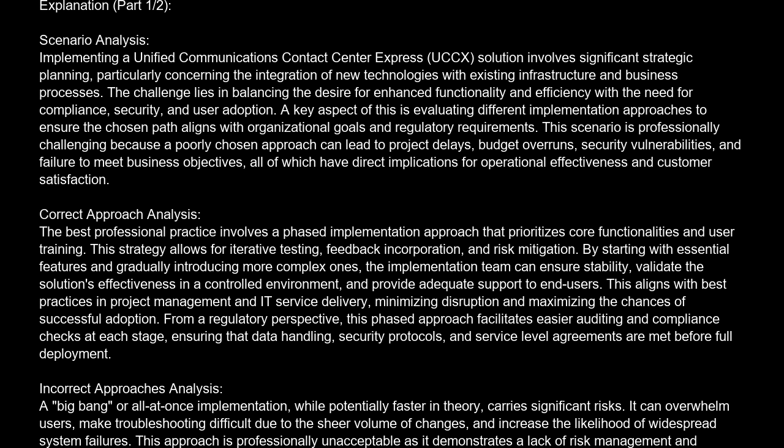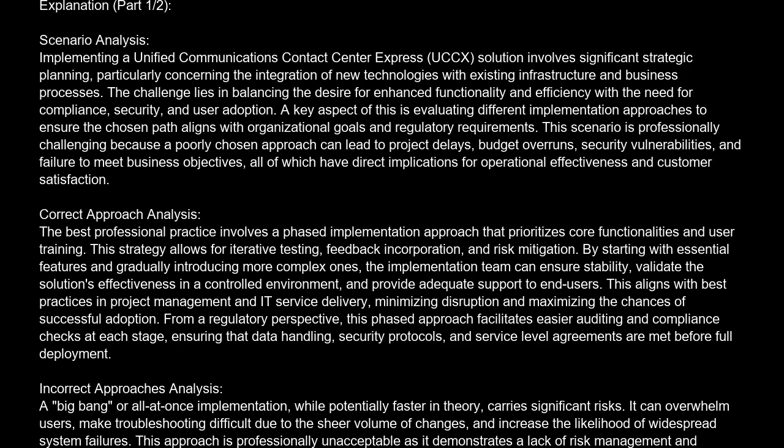The challenge lies in balancing the desire for enhanced functionality and efficiency with the need for compliance, security, and user adoption. A key aspect of this is evaluating different implementation approaches to ensure the chosen path aligns with organizational goals and regulatory requirements. This scenario is professionally challenging because a poorly chosen approach can lead to project delays, budget overruns, security vulnerabilities, and failure to meet business objectives, all of which have direct implications for operational effectiveness and customer satisfaction.